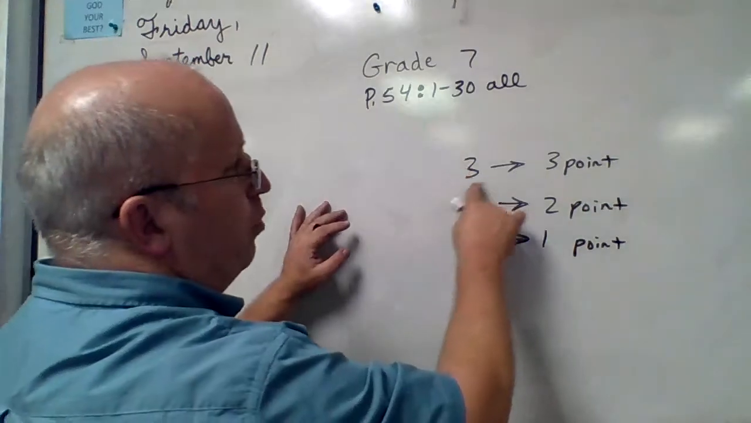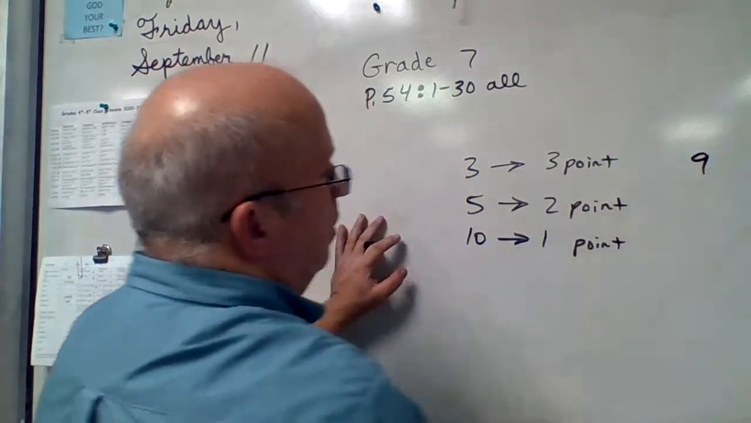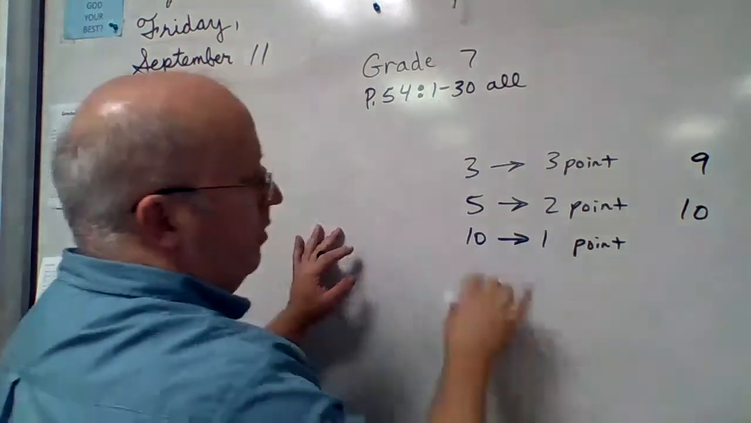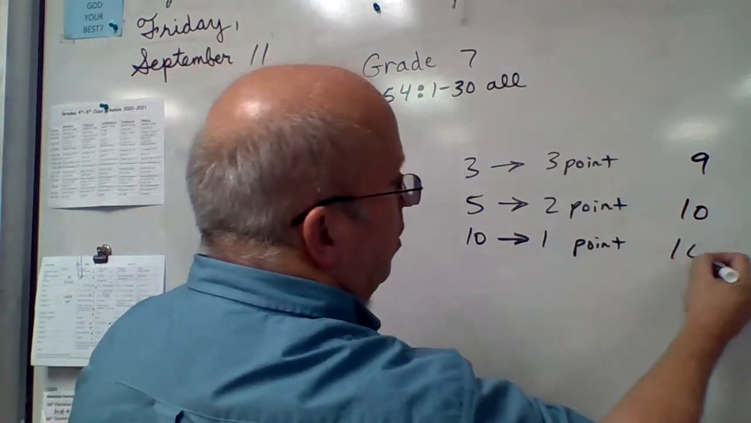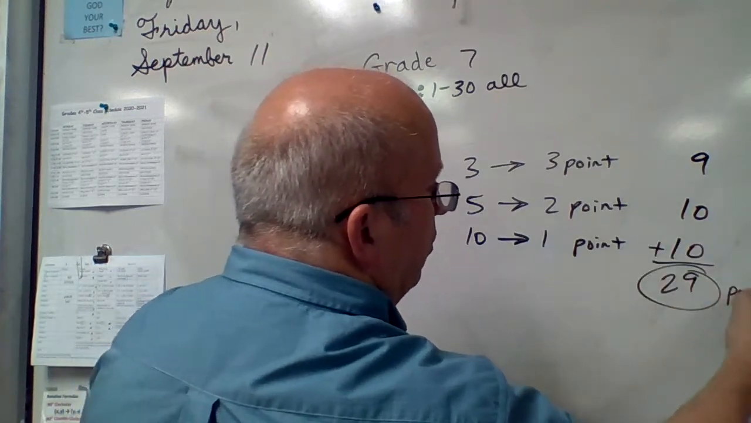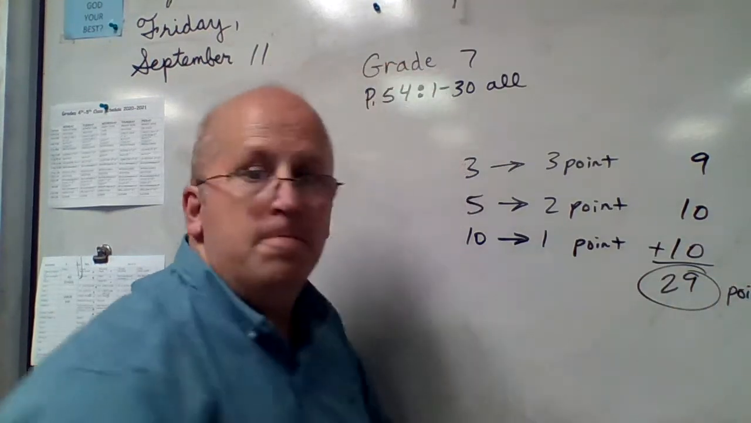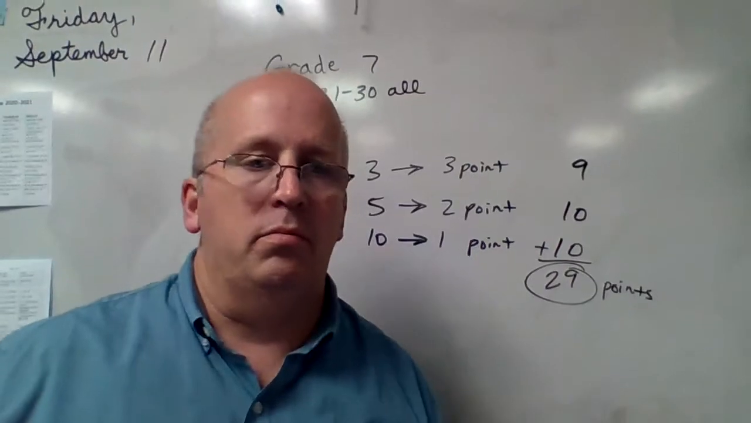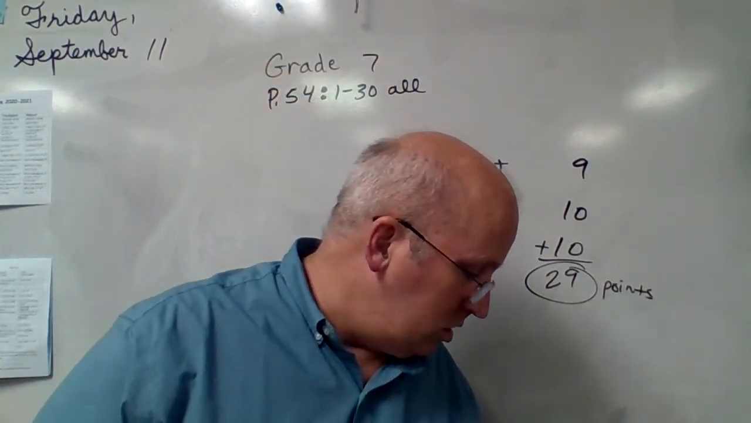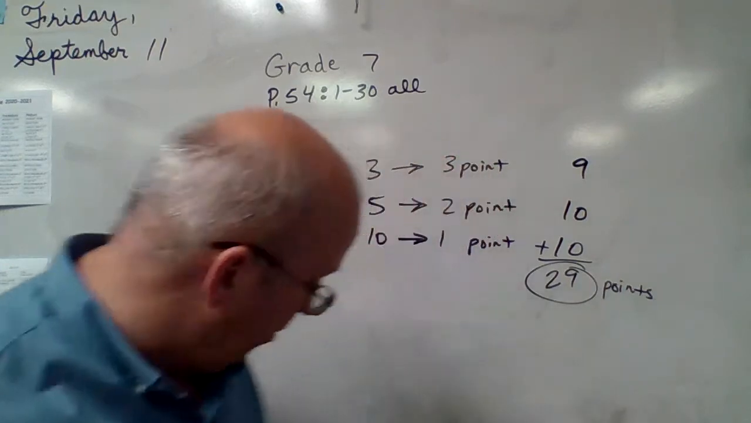Well, isn't this 3 groups of 3 or 9? And isn't this 5 groups of 2 or 10? And isn't this 10 groups of 1 or 10? So doesn't that make a total of 29 points if you add them up? Ran out of room. There's the word points. Okay. Look at top of the next page. Got a bunch of problems there.